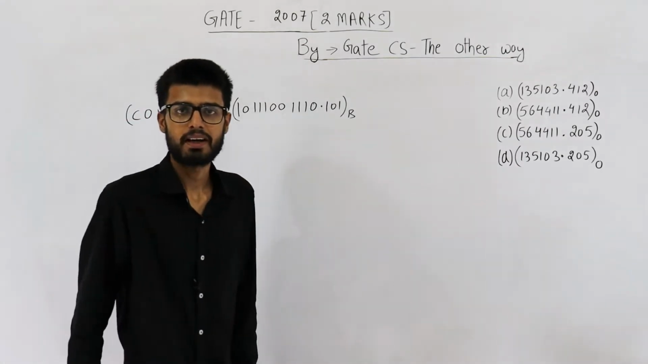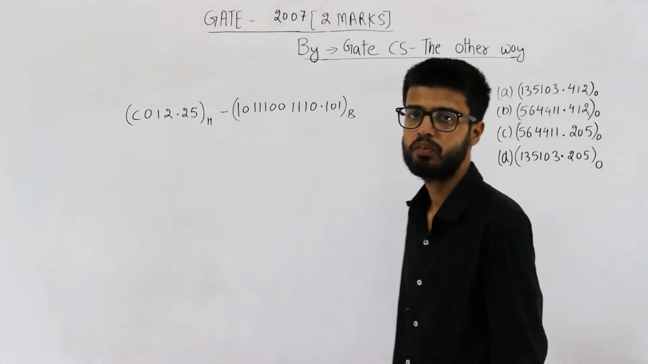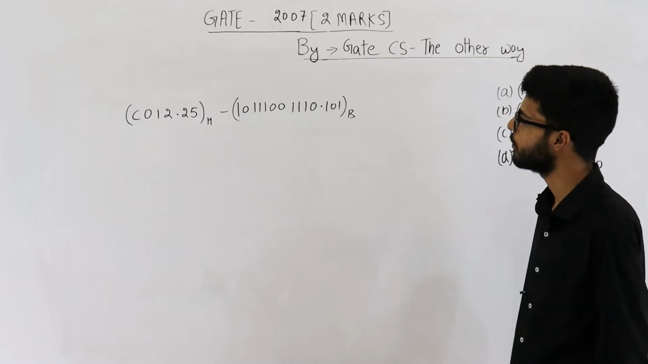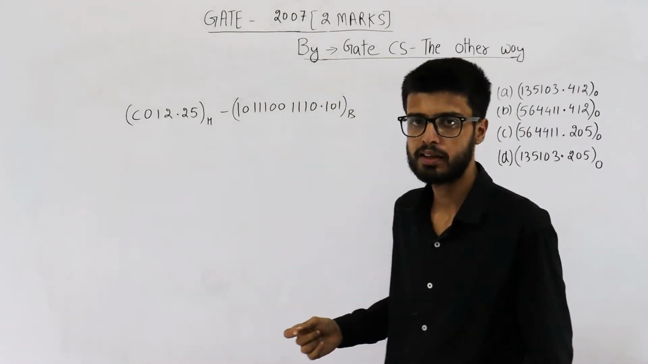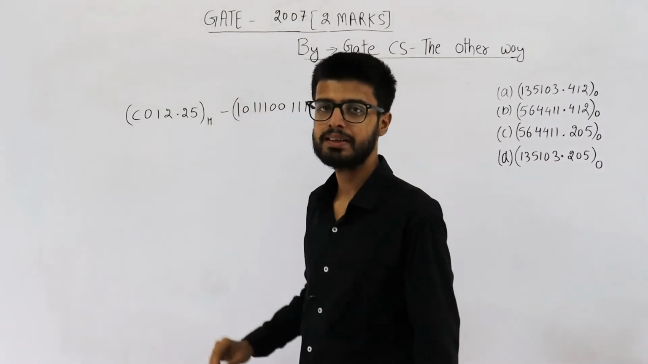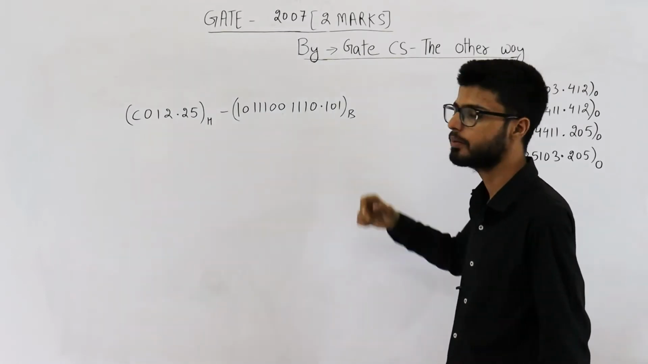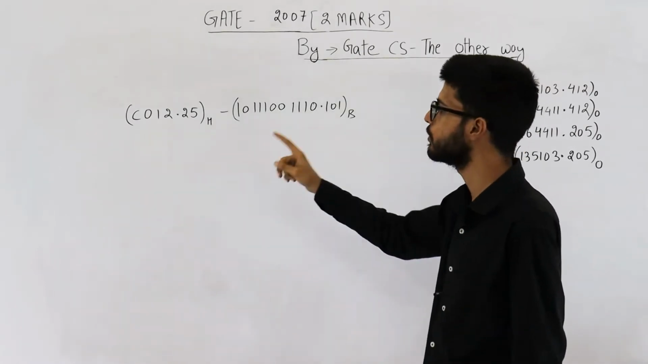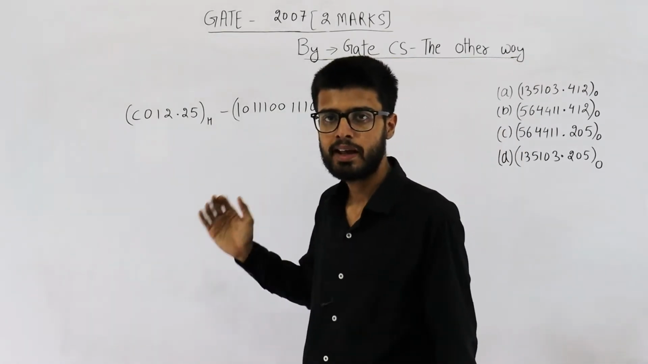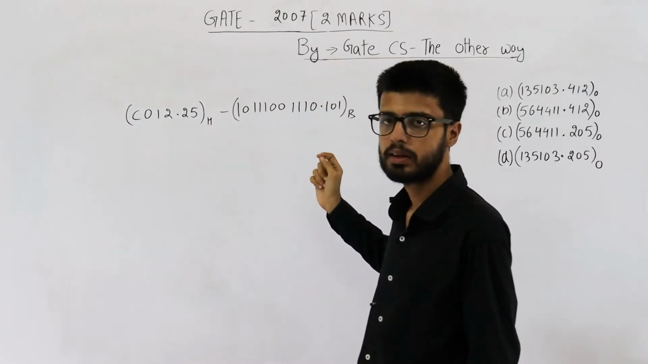Hello people, welcome back. This question is from GATE exam of 2007. It's for 2 marks. We need to perform this calculation. The first number is a hexadecimal number. Second number is a binary number. So base of these both numbers are not equal. That means first we need to make the base same.